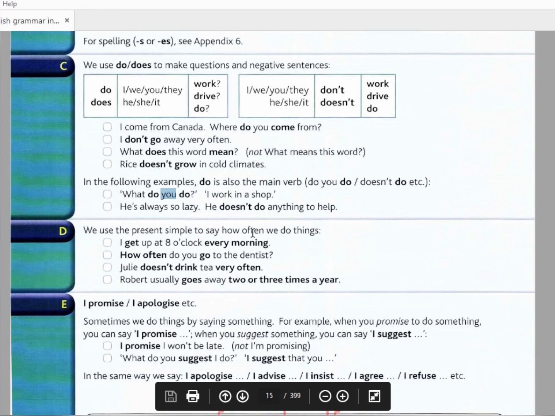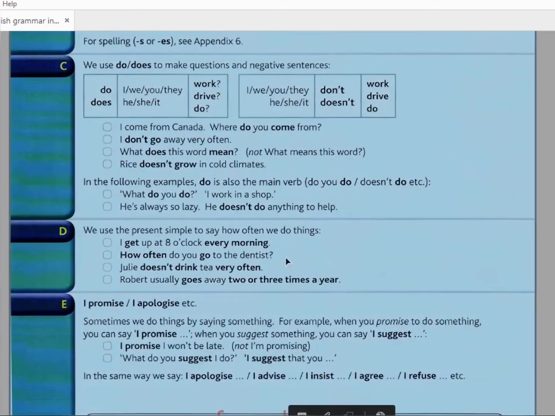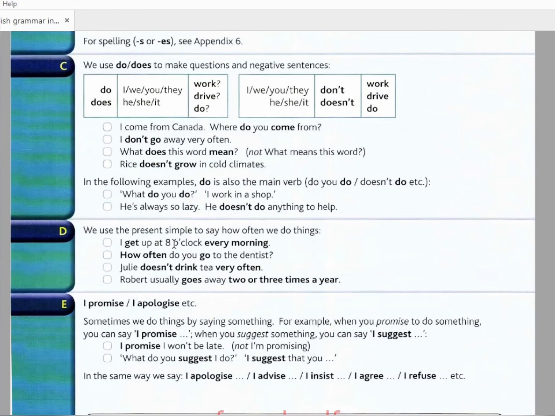We use the present simple to say how often we do things. In our daily life, we do some routine things. So the simplest way to say those things is using present simple. For example, you say, I get up at 8 o'clock every morning. Every morning is your daily routine, so you have to use the present simple form to say that.